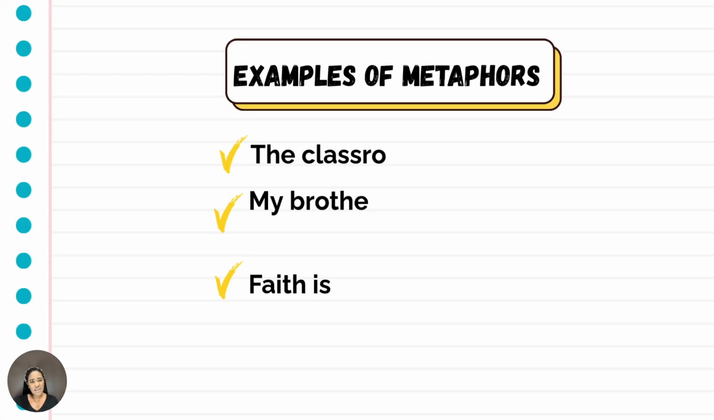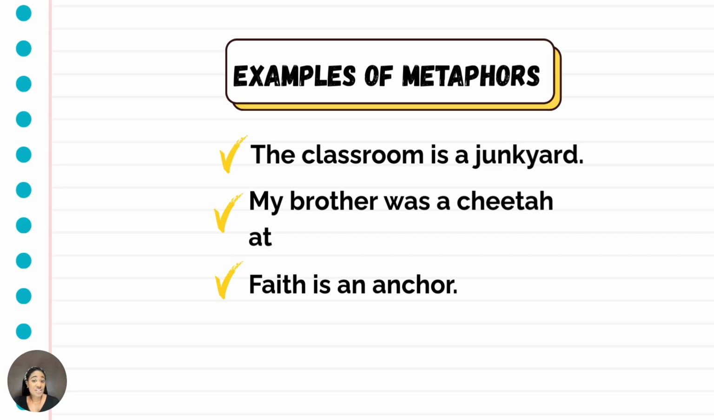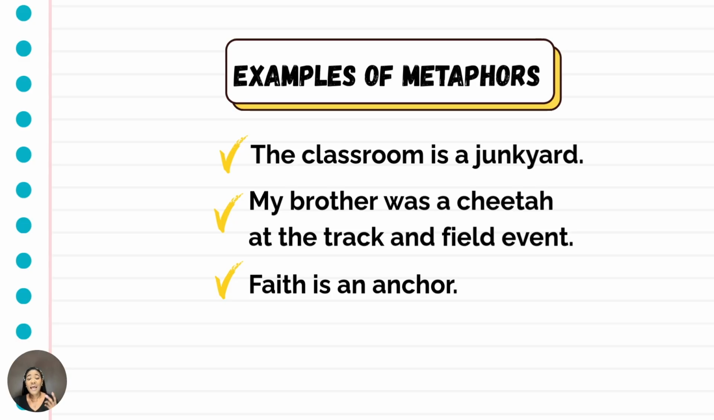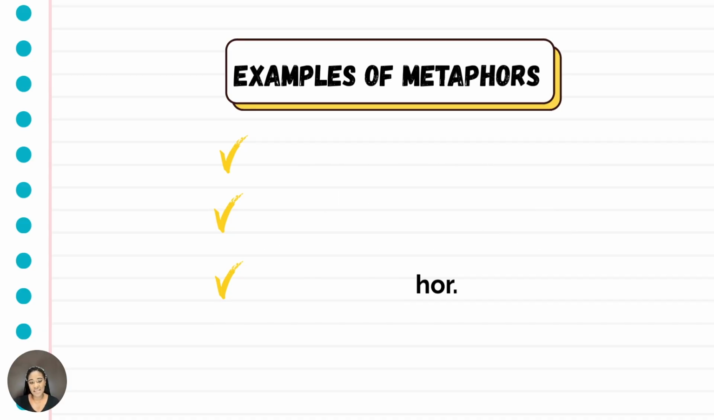So here are some other examples of metaphors. The classroom is a junkyard. My brother was a cheater at the track and field event. And even abstract nouns can be used to create metaphors. Faith is an anchor. That's a metaphor. It doesn't mean that faith is made of metal and faith is dipped into the ocean and dunked all the way down to the bottom, but it does mean that faith is durable, faith is strong, and faith is not easily moved, and that's what holds us in place.